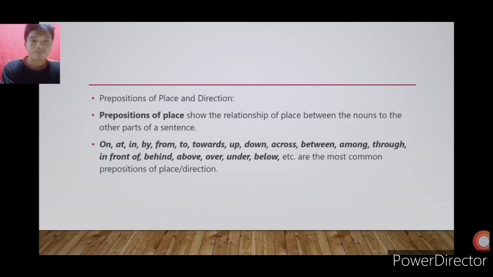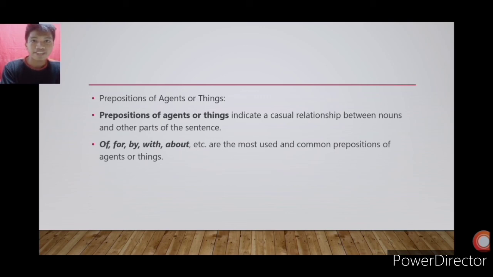Preposition of place and direction. Prepositions of place show the relationship between the noun and the other parts of the sentence. On, at, in, by, from, to, towards, up, down, across, between, among, through, in front of, behind, above, over, under, below, etc. are the most common prepositions of place and direction. Prepositions of agent or things indicate a causal relationship between nouns and other parts of the sentence. Of, for, by, with, about, etc. are the most used and common prepositions of agents or things.